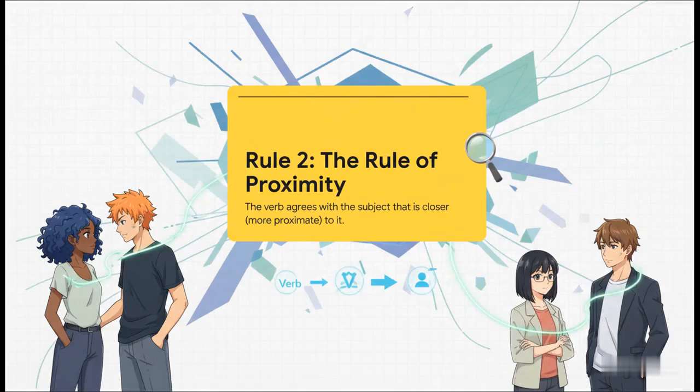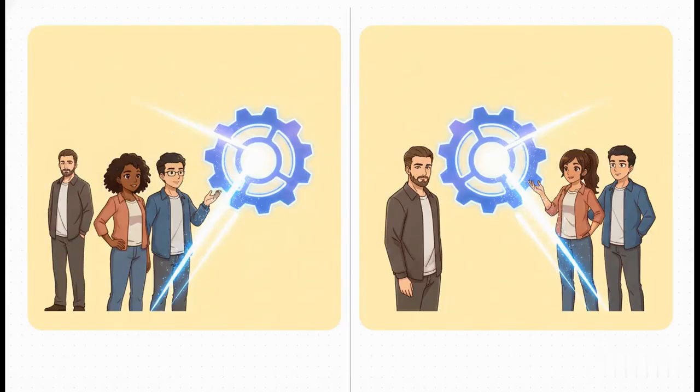And the answer is something called the rule of proximity. Now, proximity is just a fancy word for closeness. And the rule is exactly that simple. The verb just has to agree with whichever subject is physically closer to it in the sentence. That's it. Let's look at this side by side, because it makes it super clear. On the left, we have the trainer or the trainees are. The plural word trainees is right next to the verb, so the verb is plural, are. Now look at the right. We just swapped them. The trainees or the trainer is. Now the singular word trainer is closer, so the verb becomes singular, is. The verb just follows its closest neighbor.